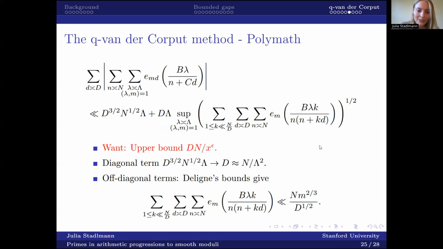And it turns out that the very difficult result of Deligne's work on the Riemann hypothesis over finite fields can be used to prove upper bounds on this exponential sum over d and n. So we're viewing this as a sum in two variables. And using Deligne's work, one can prove an upper bound of n over m to the 2/3 over t to the 1/2 on that. So we have bounded the off-diagonal term and the diagonal term.